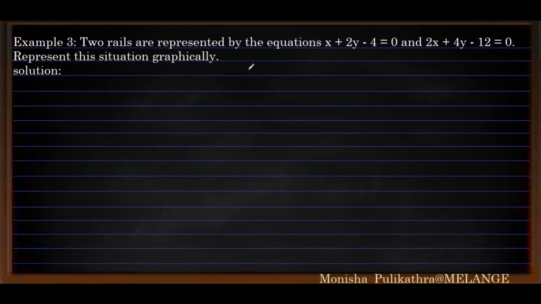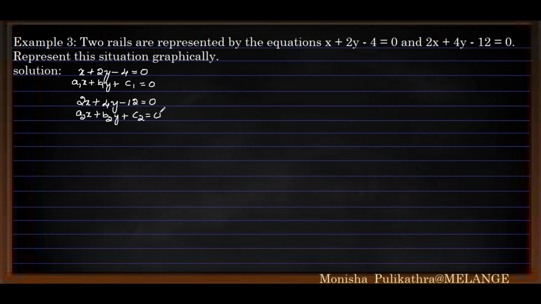Moving on to the third example problem and the last question in this session. Here the two equations are directly given, that is, two rails are represented by the equations. The first one is x plus 2y minus 4 equals 0, which is in the form a1x plus b1y plus c1 equals 0, and the second equation is 2x plus 4y minus 12 equals 0, which is in the form a2x plus b2y plus c2 equals 0.